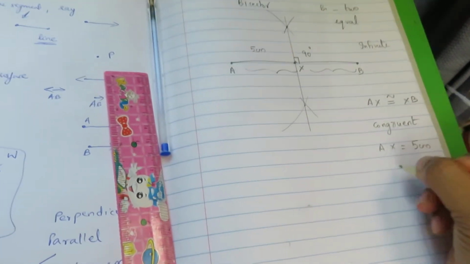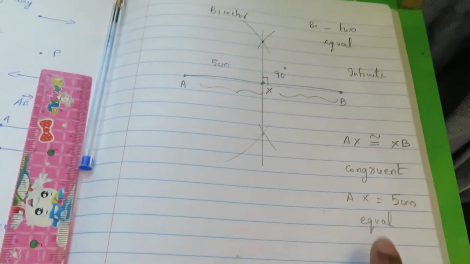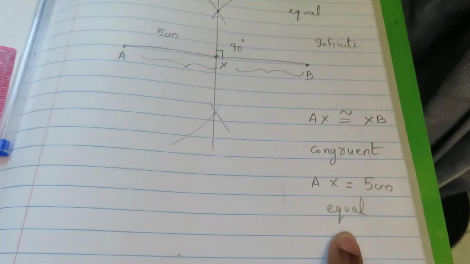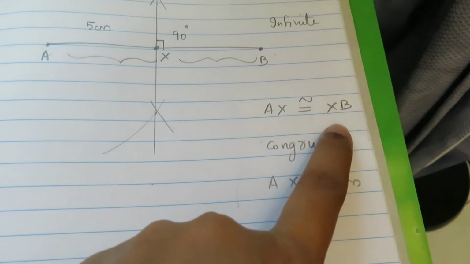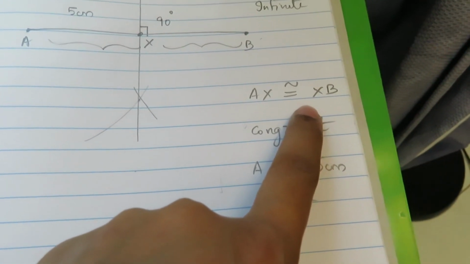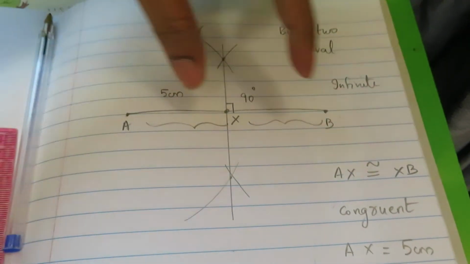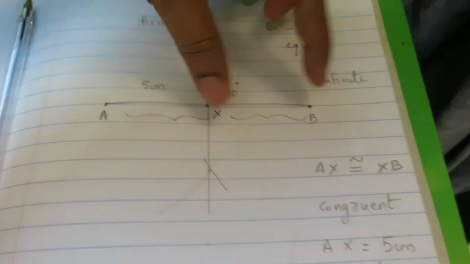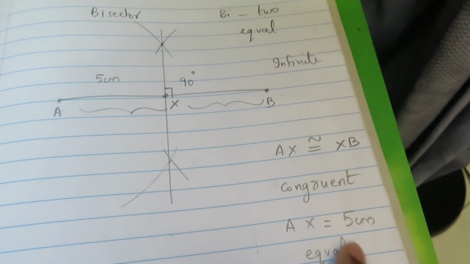And if I say that AX is 5 centimeters, you can say AX is equal to 5 centimeters. So what word do I use here? I use the word equal. So if it's a number coming on this side, I can use equal. And the word congruent is used to say that two figures or two shapes that I have are of similar shape or similar size. Here it's the same thing. AX is congruent to XB. And AX is equal to 5 centimeters. BX is equal to 5 centimeters.